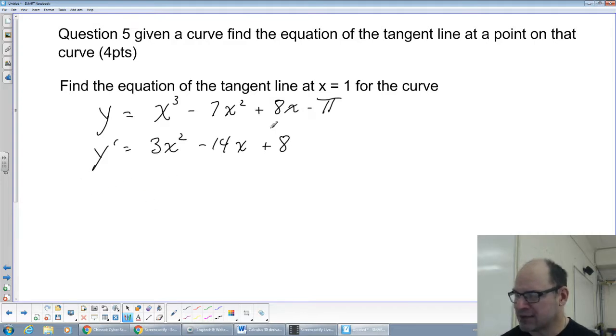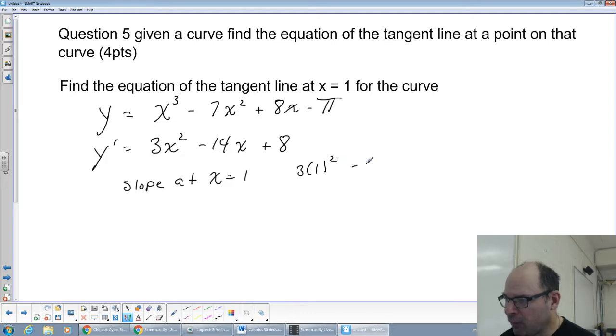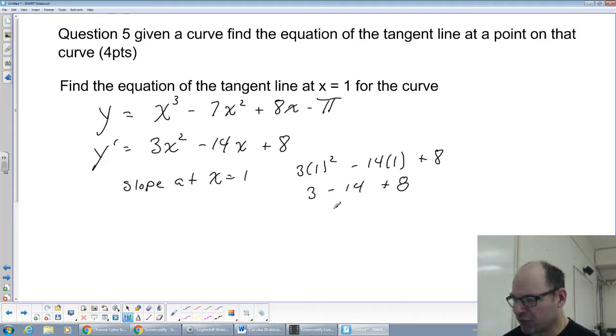So then we've got to plug in 1 to see what the slope is at 1. So 3 times 1 squared minus 14 times 1 plus 8. Okay, so we got 3 times 1 squared, which is 3, minus 14 plus 8. If we do all the math there, 3 minus 14 is negative 11, plus 8, we have negative 3 for slope. Okay, so it's going that way, tangent line.